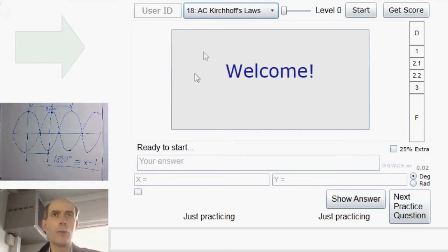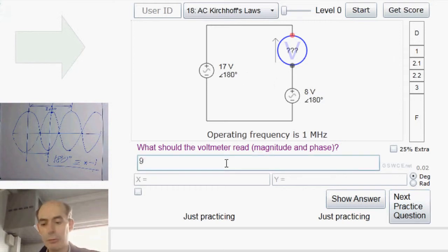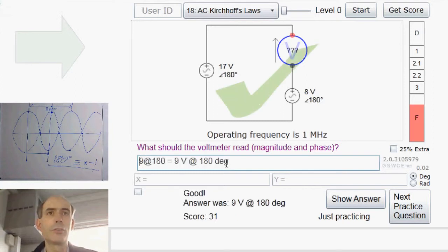That's about all you need to know. Let's try some problems. This one is even easier than that because both of the phases of the voltage sources here are 180 degrees. So we can just use Kirchhoff's law as we have done before, because we know that all of the voltages in this circuit are going to have a phase of 180 degrees. So we have 17 volts here, 8 volts here. What's missing, and what would be read across this voltmeter, must be 17 minus 8, which is 9. So that's just 9 volts at 180 degrees.